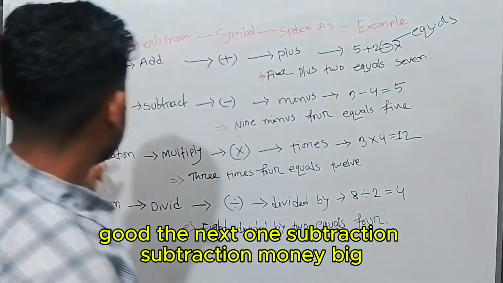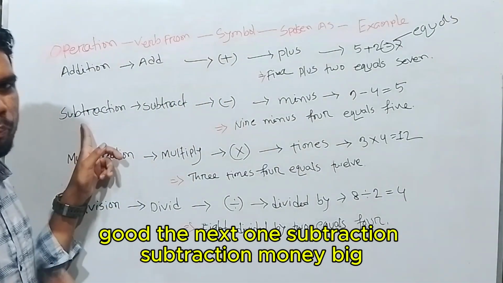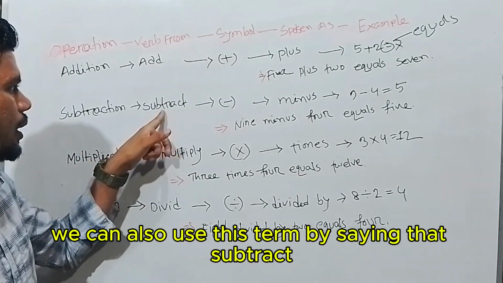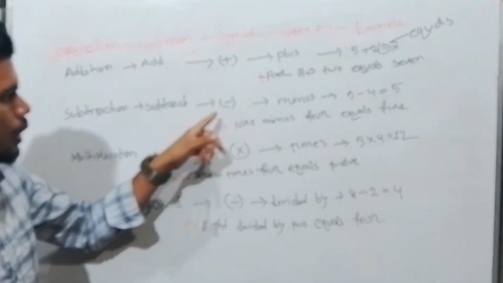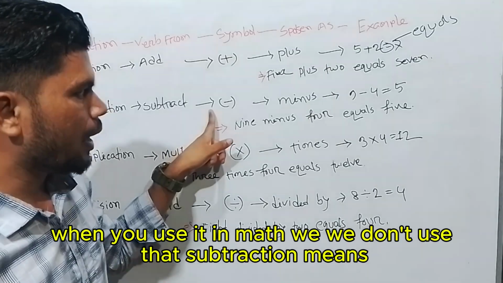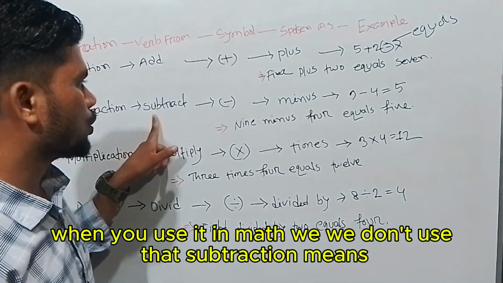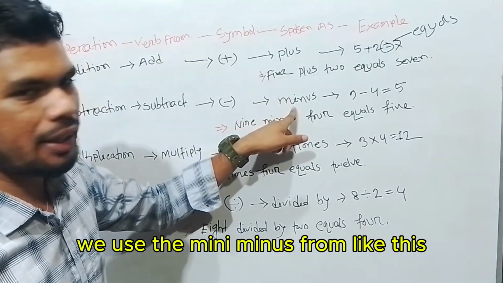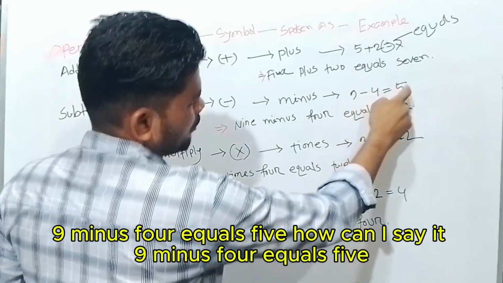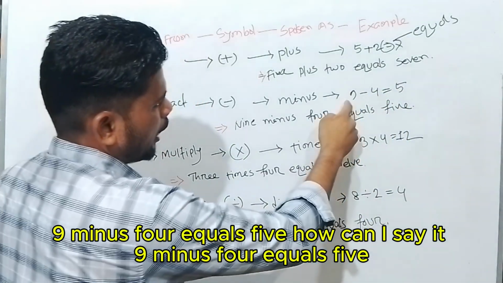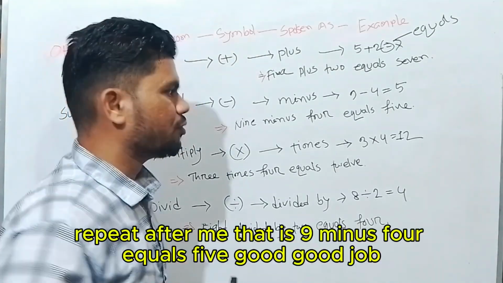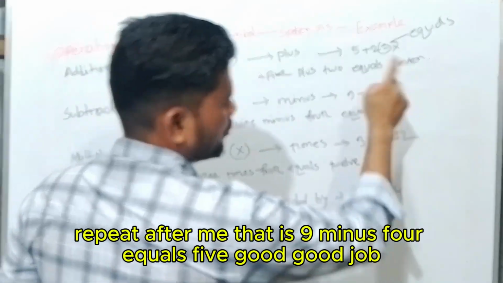Good. The next one, subtraction. Subtraction means বিয়োগ, we all know that subtraction means বিয়োগ. We can also use this term by saying subtract. But when you solve in math, again I'm telling you, when you use it in math, we don't use subtraction, we use the word minus, like this. 9 minus 4 equals 5. How can I say it? 9 minus 4 equals 5. Understand or got it? Repeat after me, that is 9 minus 4 equals 5.